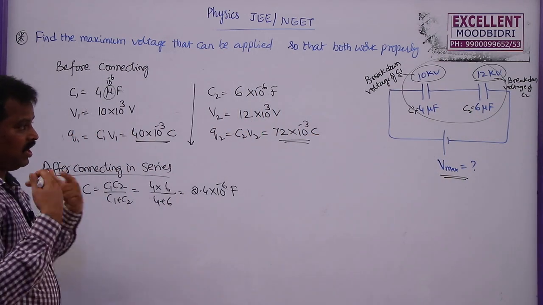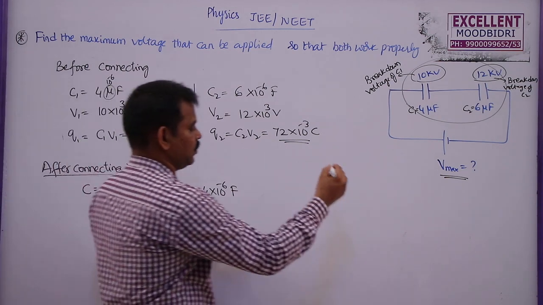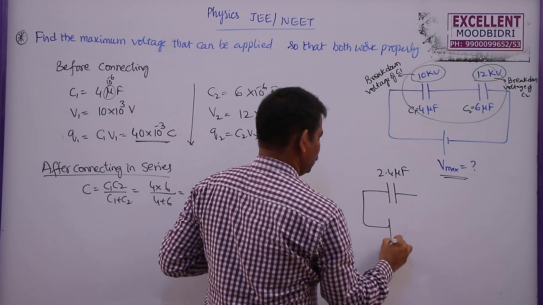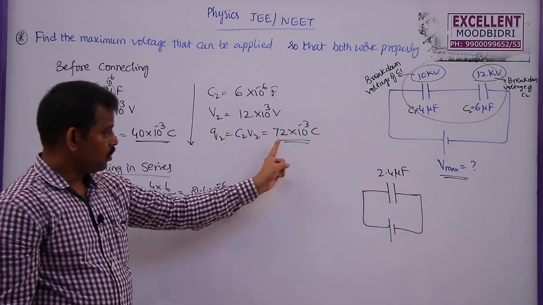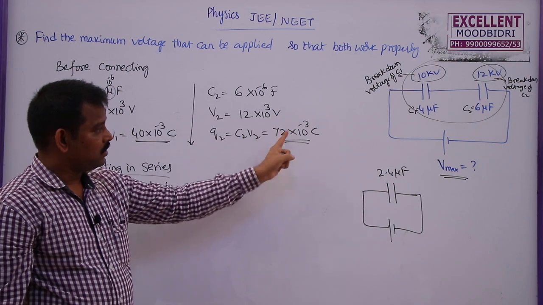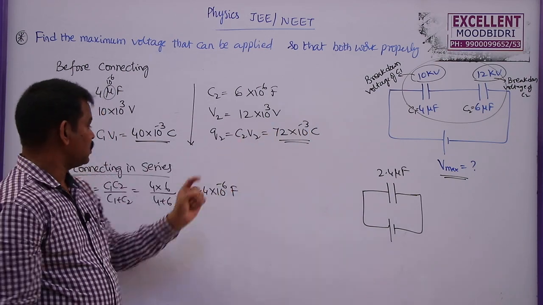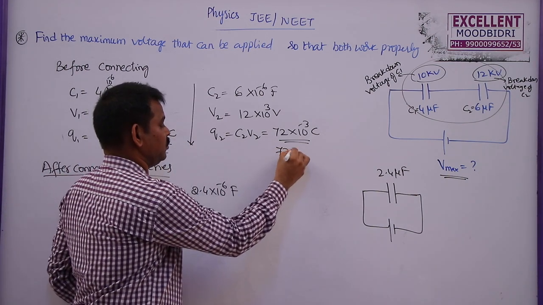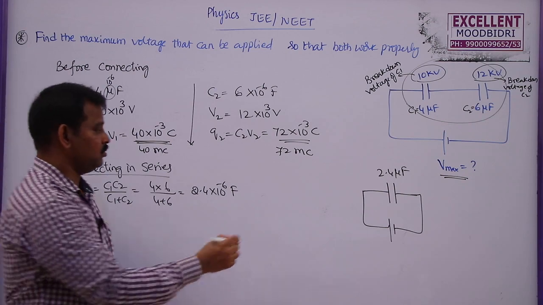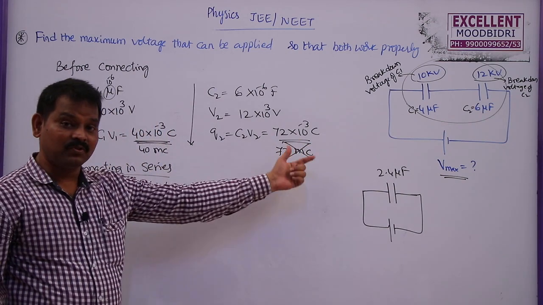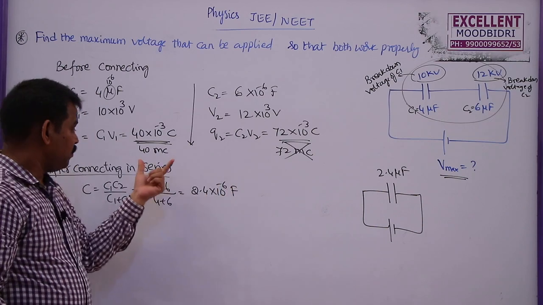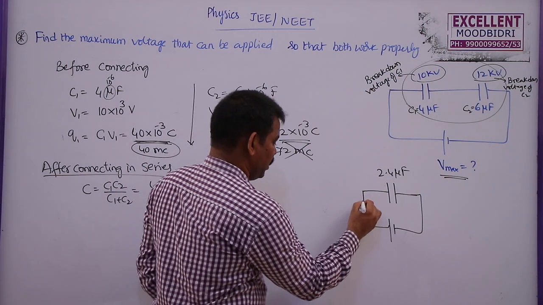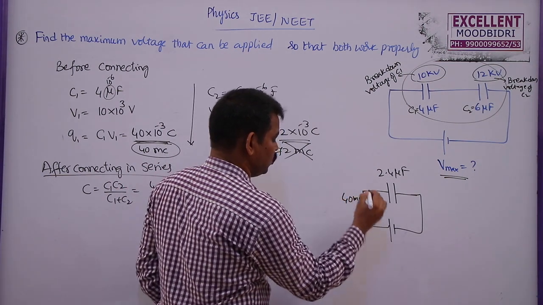But what is the charge that can be given to this one here? This is 2.4 microfarad. Now, if you give this much charge, what happens? This charge can pass through the second capacitor, but the first capacitor can hold only this much charge, 40 millicoulombs. This is 72 millicoulombs. So we cannot give this amount of charge. Why? Because only the second capacitor can bear this charge. The first capacitor can bear up to this value only. So now also we can give a maximum charge of 40 millicoulombs only.